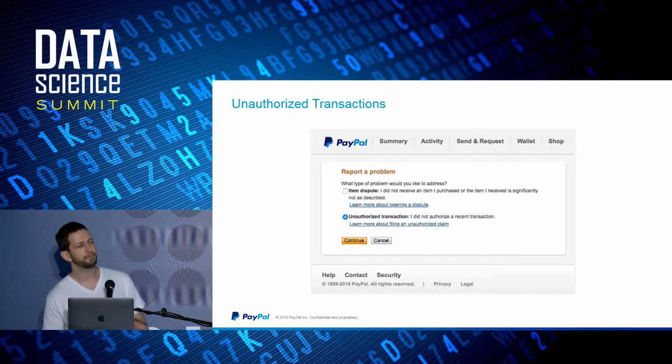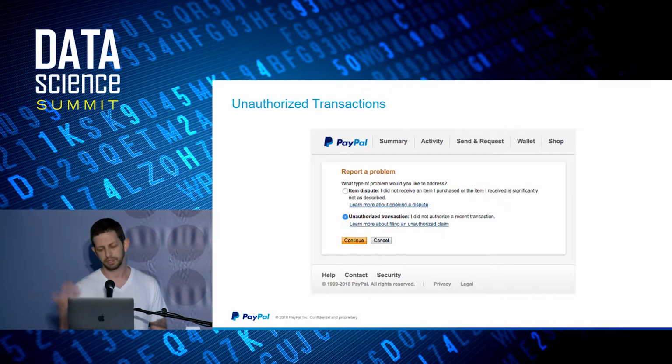Now, this claim gets sent to a customer support representative that is specifically trained to deal with this kind of issues. The customer support rep reviews the claim, the transaction, the user's account, all of the information related to it, and decides whether to approve the claim. And if they approve the claim, then we issue a refund to the user.